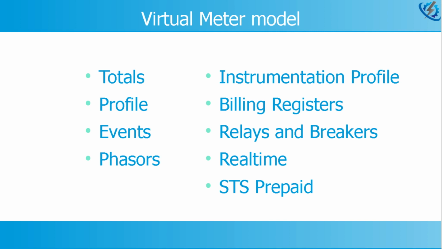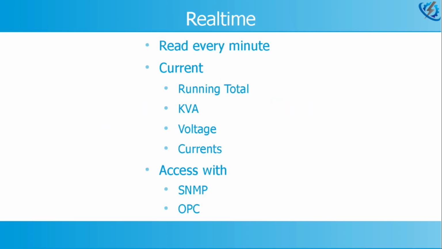Next we have real time. This is when we read values from the meter and give it in real time. Current running total, current kVA, current voltage in amps, etc. can be given on a per minute basis. This information can also be accessed using SNMP or OPC.